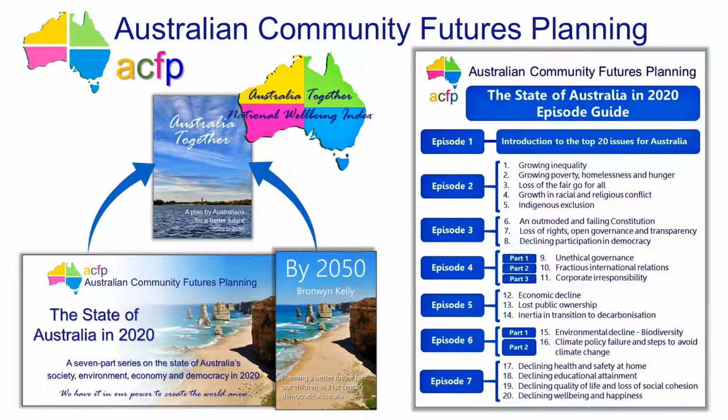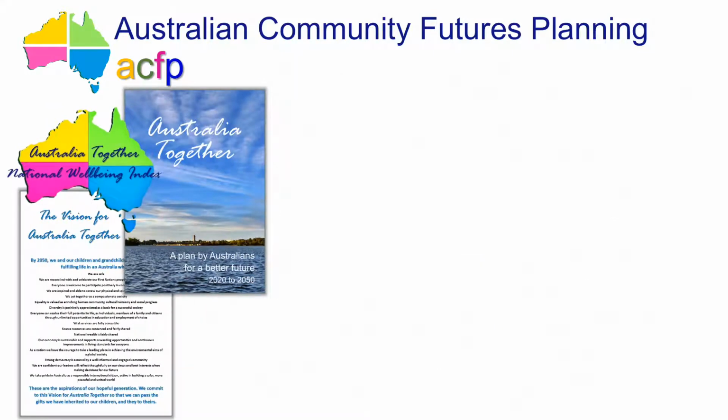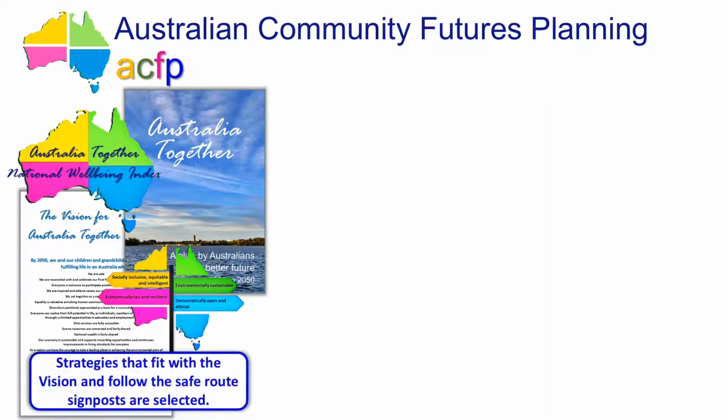And in many cases, a draft strategy to help meet the targets on time via the safe routes had been included. Only strategies which fit with the vision and follow the safe route signposts have been selected in the starting drafts of Australia Together. Many more will be added over the decade to 2030.